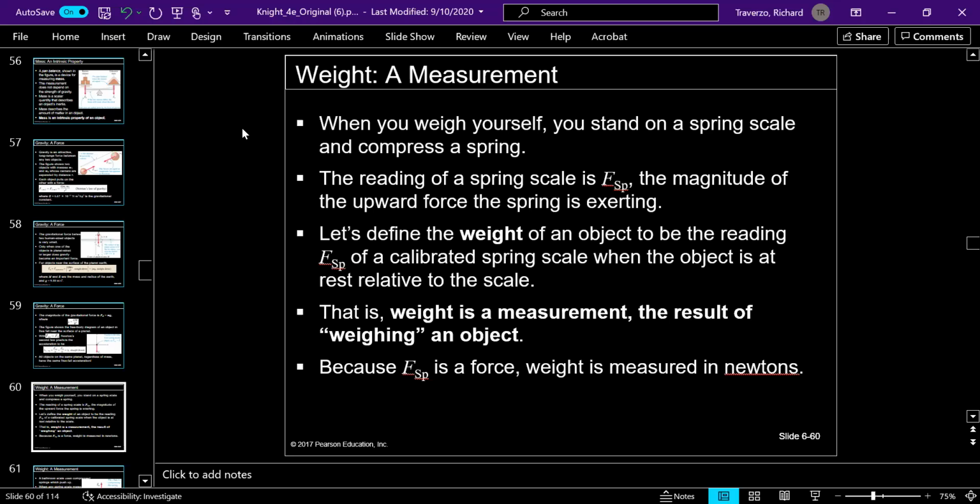The first thing is like when you weigh yourself on a bathroom scale, you just have the basic free body diagrams of gravity down and normal force up. We're going to say that the normal force is the measurement of your weight.